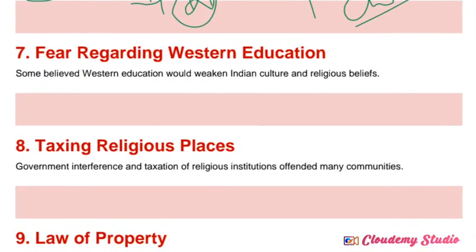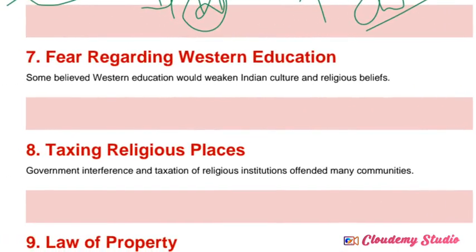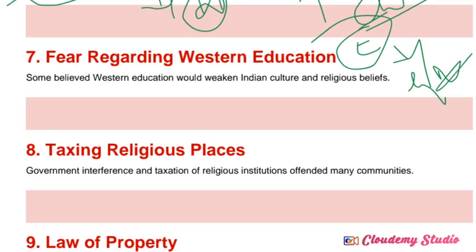So next one, fear regarding Western education. Fear regarding Western education means some believed Western education would weaken Indian culture and religious beliefs. Under Western education, they made English one of the compulsory media of instruction. They also introduced girls' education. A lot of different things were introduced under this.